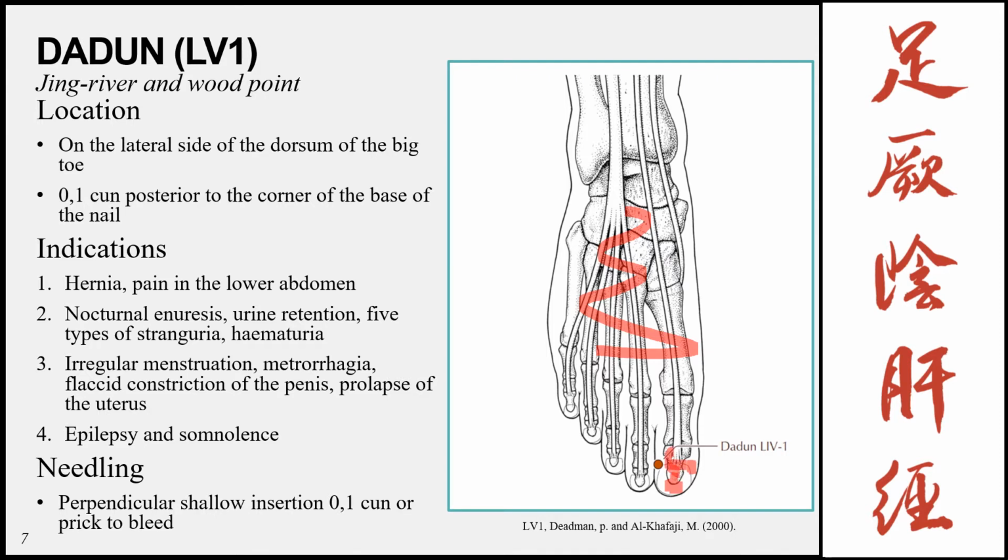And we point 0.1 sun posterior to the corner. So this is the corner over here. We're going to be 0.1 sun posterior to the corner of the base of the nail.